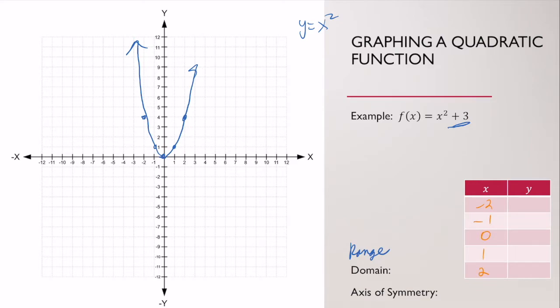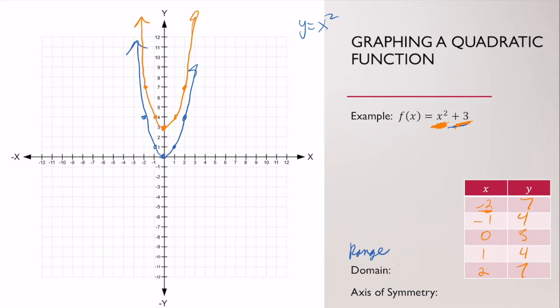If I have negative 2 squared plus 3, that gives me 7. Negative 1 squared is 1, plus 3 is 4. 0 squared is 0, plus 3 is 3. 1 squared is 1, plus 3 is 4. So this graph has been shifted up 3. This would be our new graph in orange.